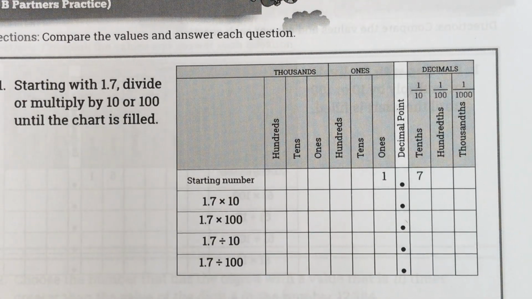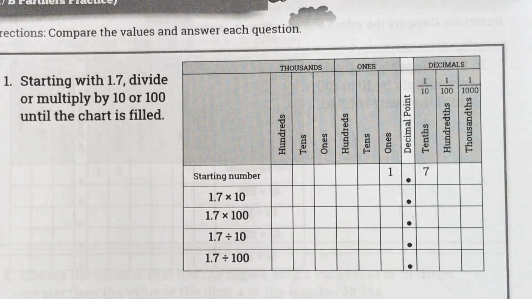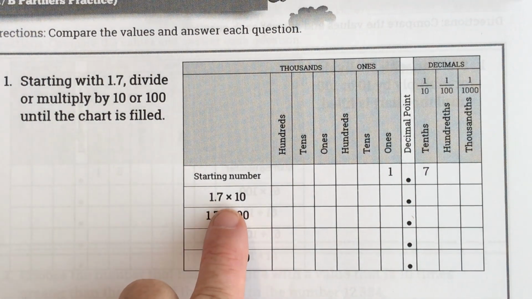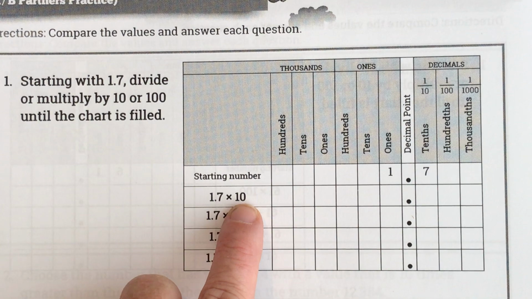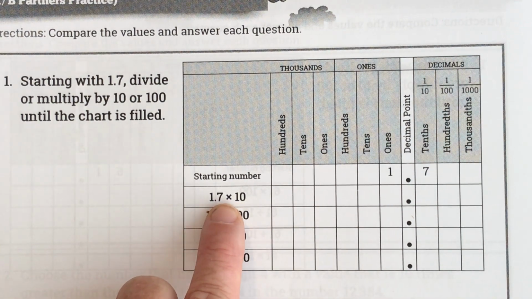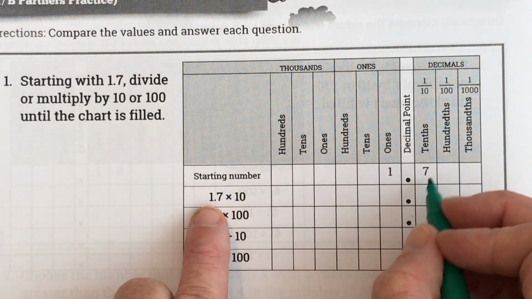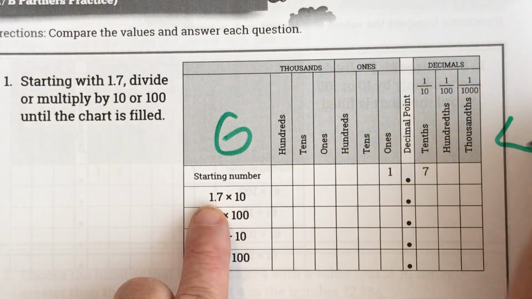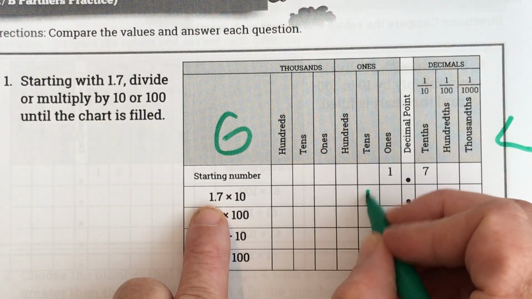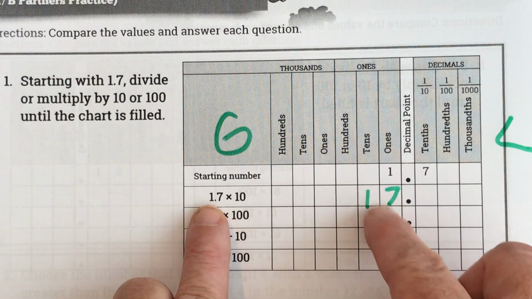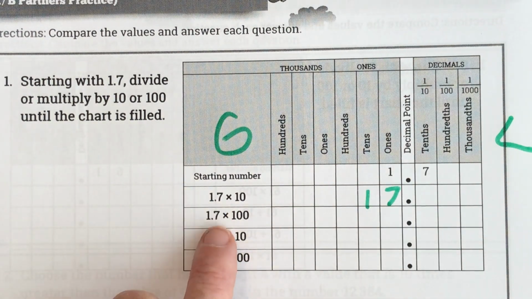Here's our first one. It says, starting with 1 and 7/10, divide or multiply by 10 or 100 until the chart is filled. Okay, so they want me to multiply it by 10. So 10 is one place value. And if I multiply it, it's going to get larger. So we need to move this one place value towards the greater side. So let's move the 1 over there and the 7 over there. Everything moved one place value over.